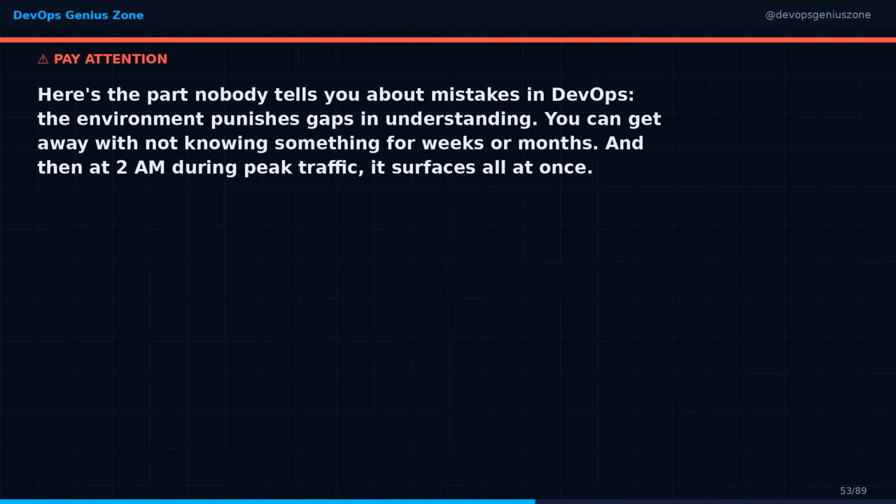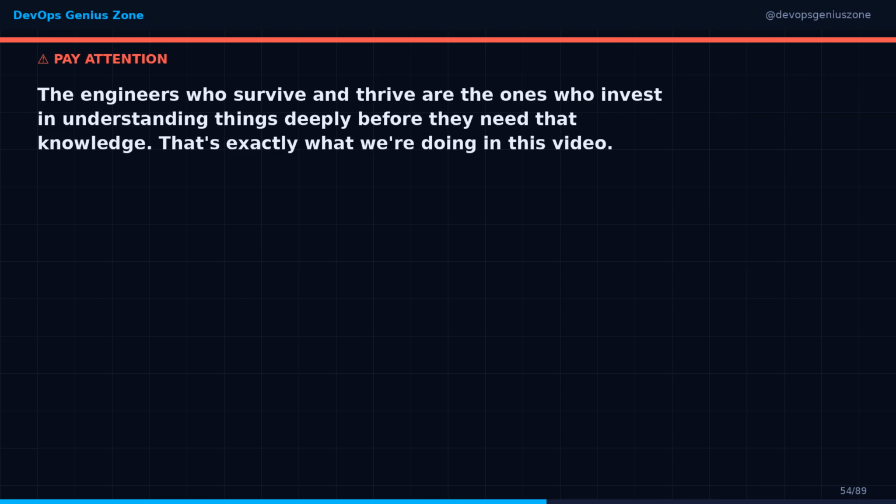Mistake number 5, not testing your automation. Your infrastructure code needs tests just like your application code. If your pipeline fails silently, you won't know until something is already broken in production.